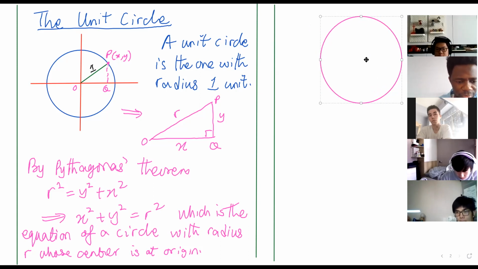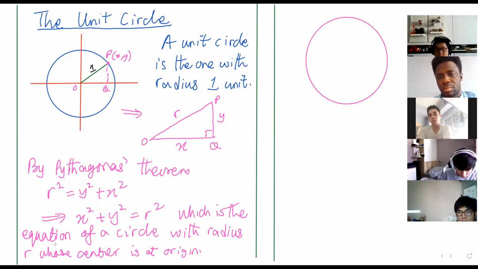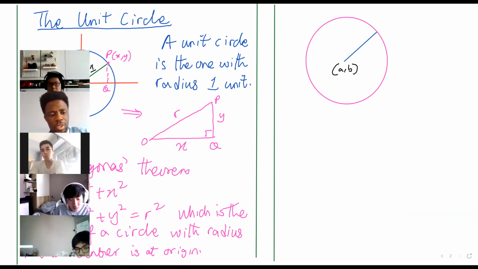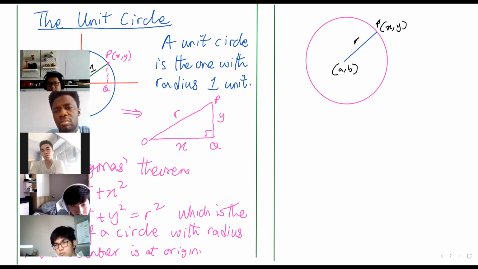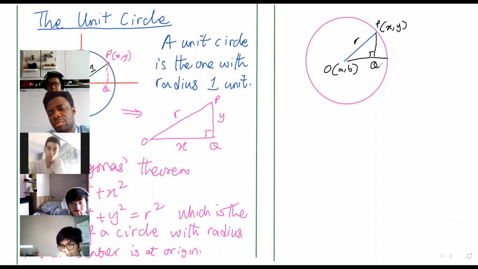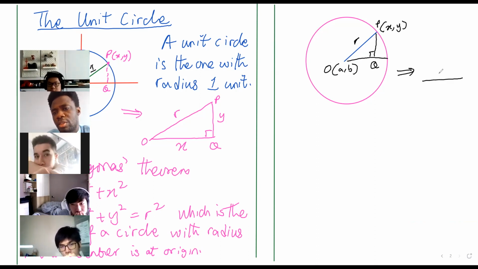If the center is not at origin, let's say this is the center, so let's change the color of that. Let's say the center is (a, b), and (a, b) may not be (0, 0). Again, the radius is r. You pick any random point (x, y). This is center O again. Again, we try to form a right angle triangle. Let's say this is Q. Then we can bring out a triangle that looks like this.